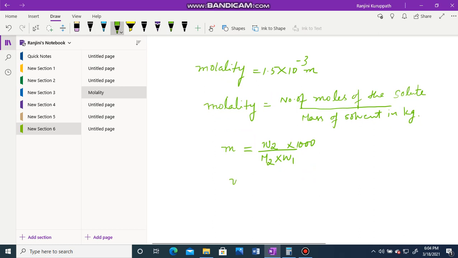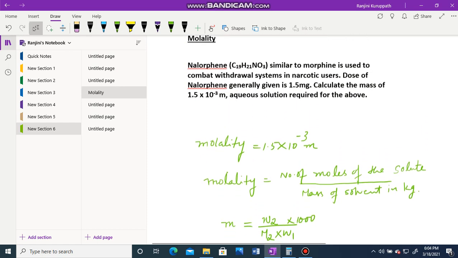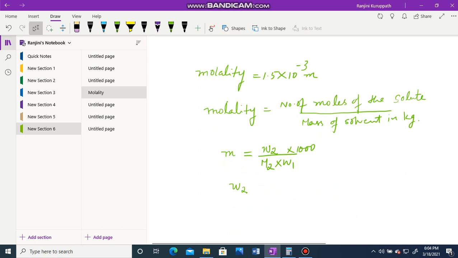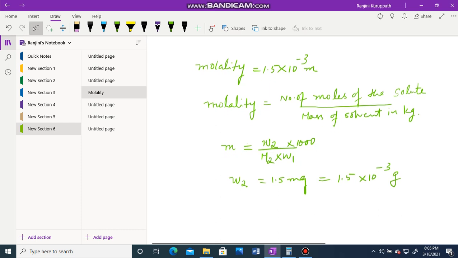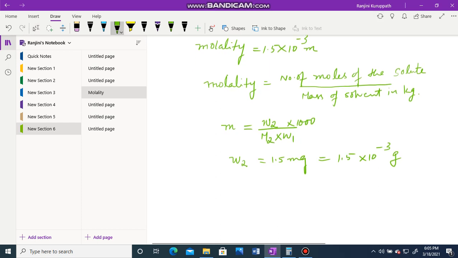And W2 is the mass of the solute. What's the solute here? Nalorphine. How much does the doctor have to inject? 1.5 milligram. So W2 is equal to 1.5 milligram. The moment you get milligram, please convert it into gram, because all other things we usually take in gram. So W2 is given. Now M2 is the molar mass of nalorphine, the solute.